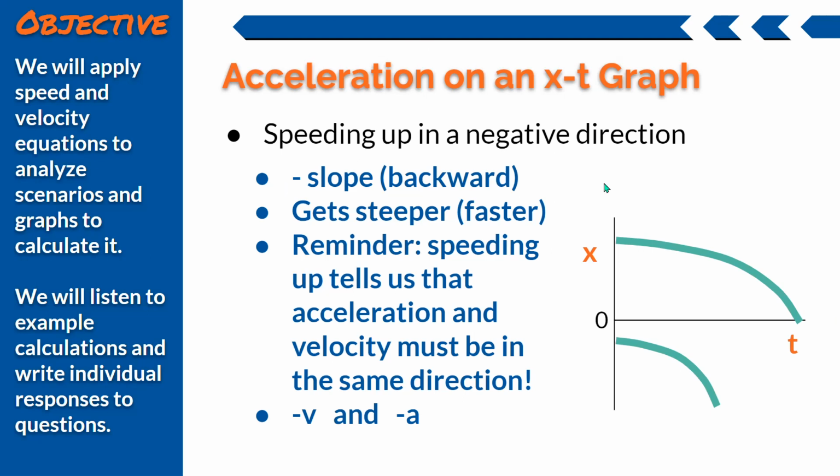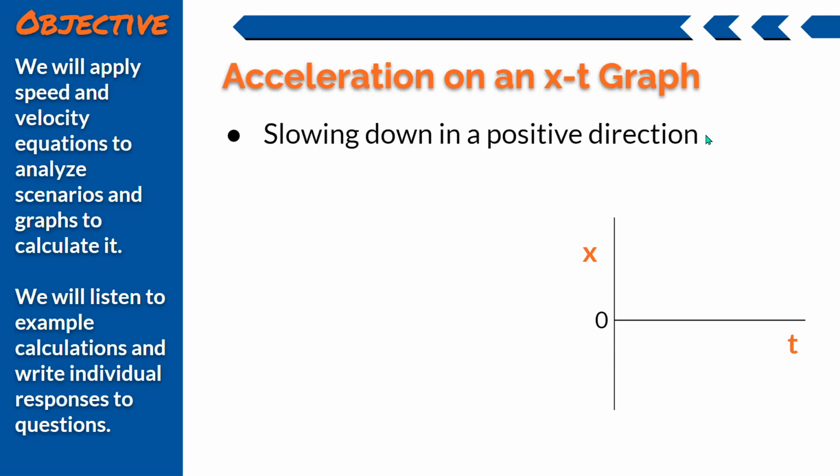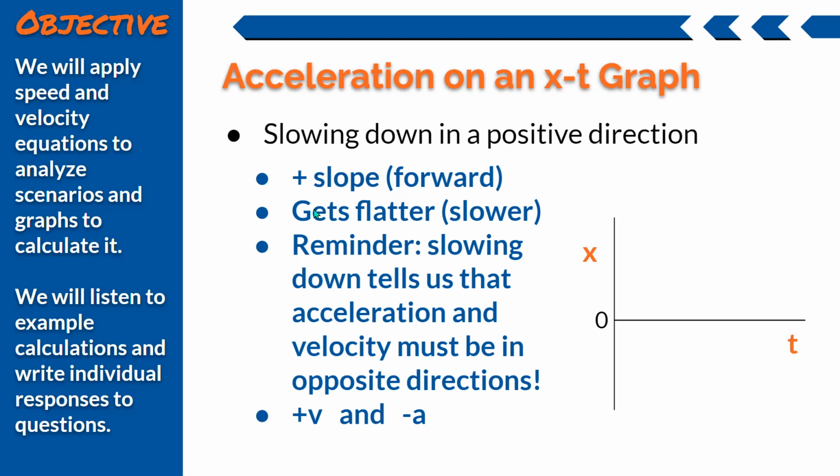Questions so far? All right, so we've looked at both examples of speeding up. Let's look at slowing down. How could you show something slowing down in the positive direction? Again, positive direction on an XT graph means positive slope. And if I want to slow down, rather than getting steeper, I need it to get flatter or less steep or more horizontal, however you want to write that. It would look something like this.